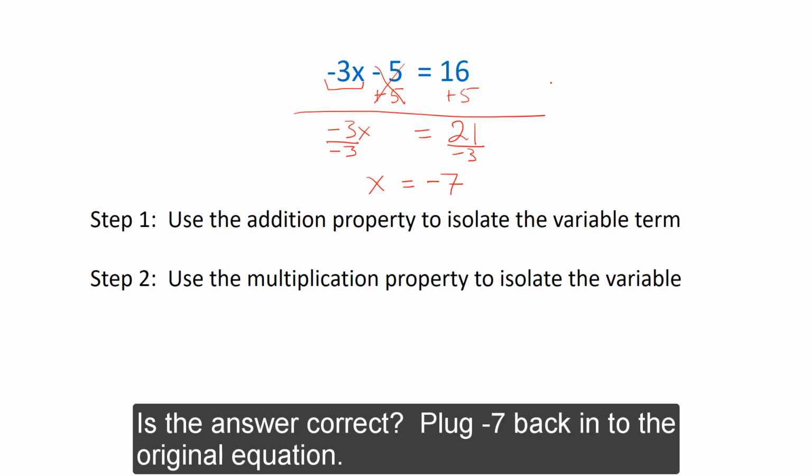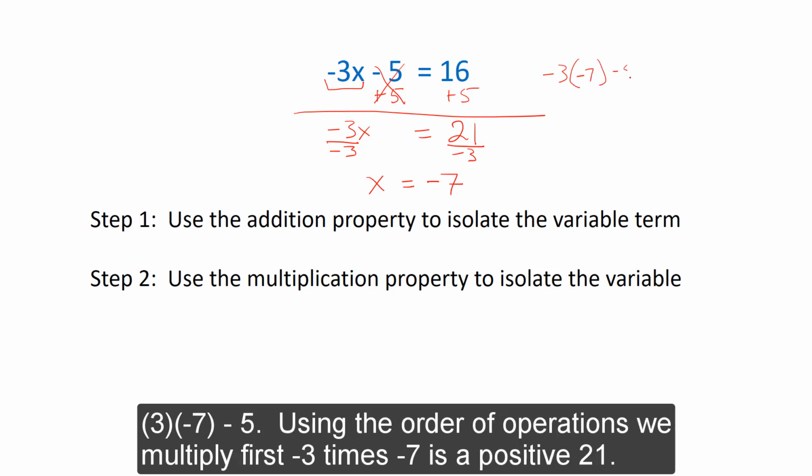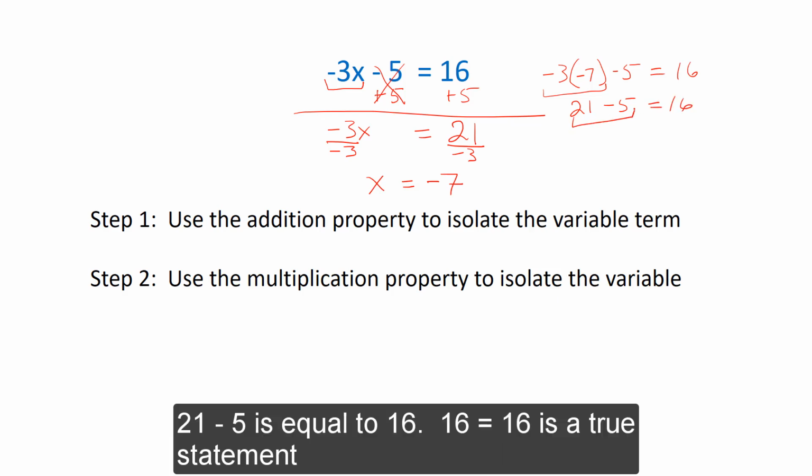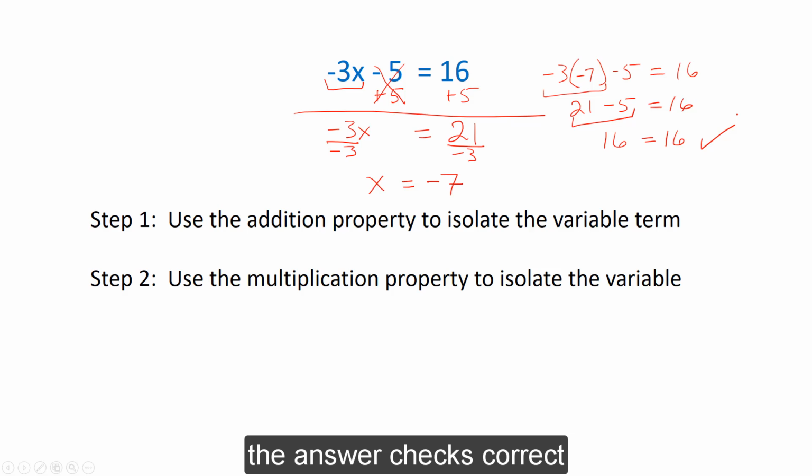Is my answer correct? Let's plug it back into the original equation. Negative 3 times a negative 7 minus 5 is equal to 16. Order of operations, I multiply first. Negative 3 times negative 7 is a positive 21. Minus 5 is equal to 16. 21 minus 5 is equal to 16. 16 equals 16 is a true statement. The answer checks to be correct.